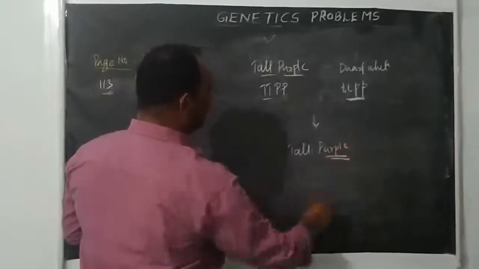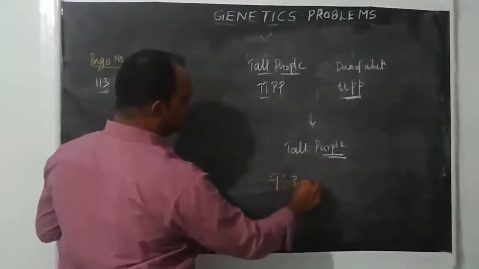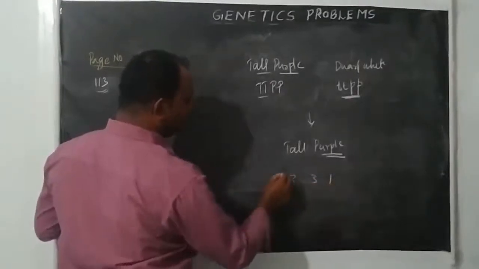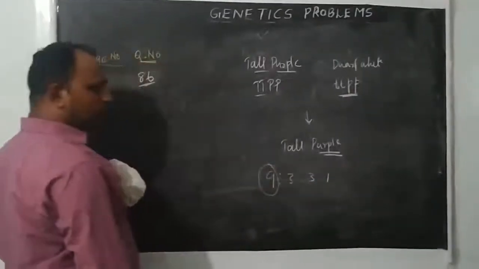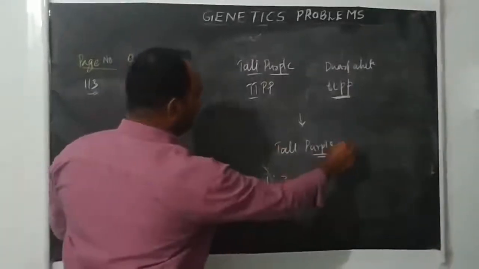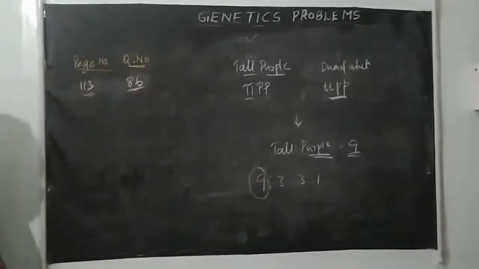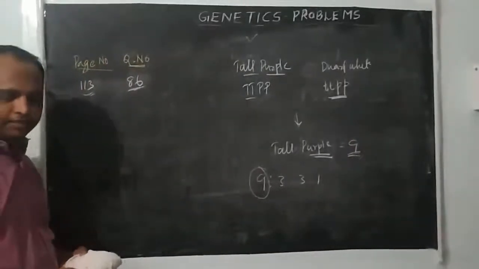We know that the dihybrid phenotypic ratio is 9:3:3:1. The 9 are those that get both dominant characters. So out of 16 progeny, 9 progenies will get tall purple, right?